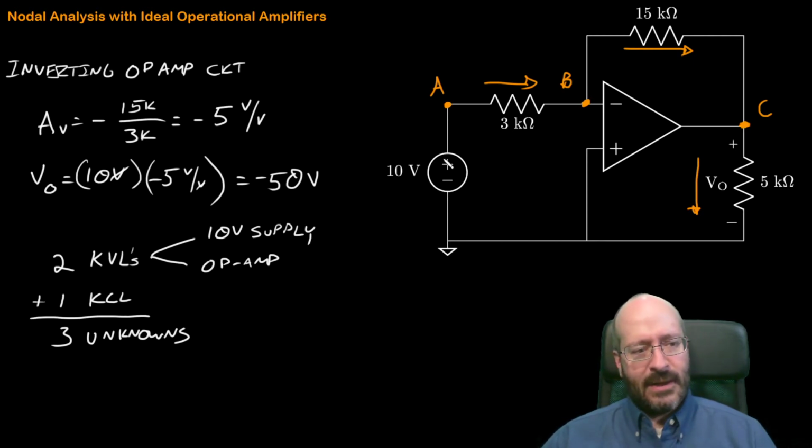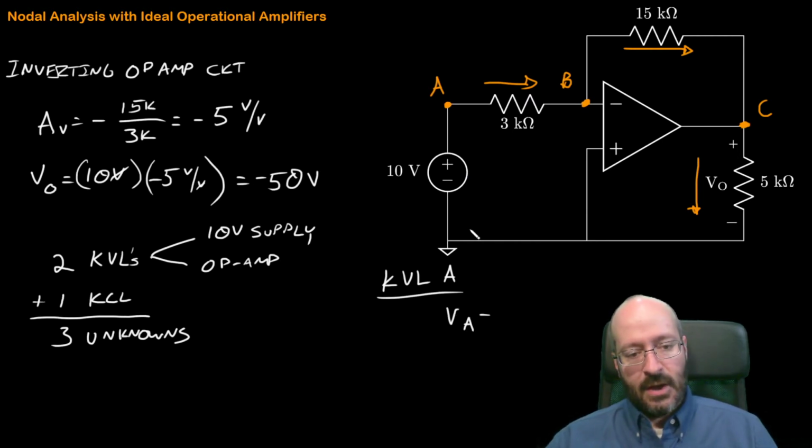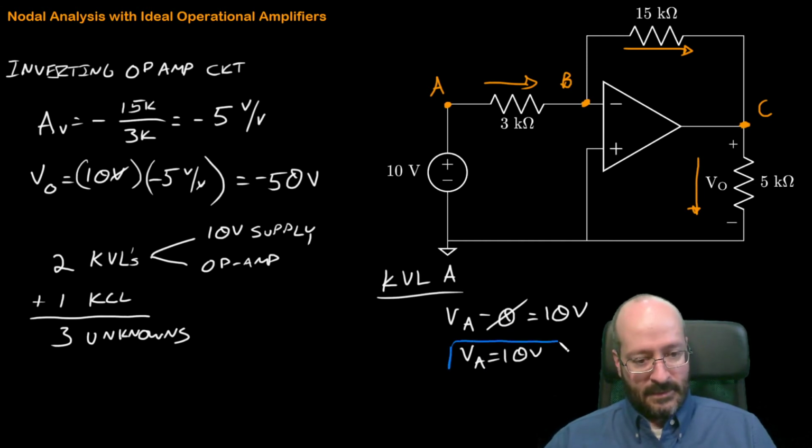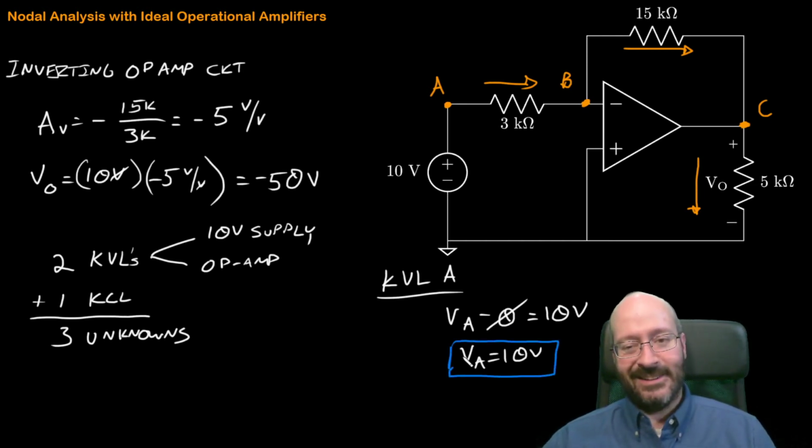Okay, so let's get the KVL for the 10 volt supply out of the way. I would call this the KVL for node A, since that's the only node we're interested in. On the positive side of the 10 volt supply is VA, on the negative side is ground, and that's equal to 10. That obviously drops out, and VA is simply equal to 10. That's the nice and easy one.